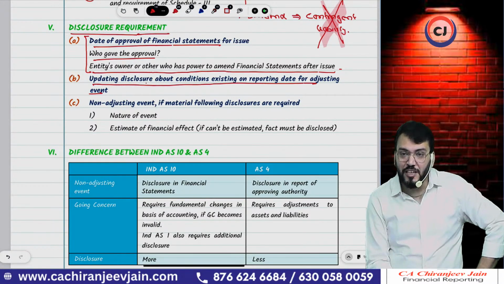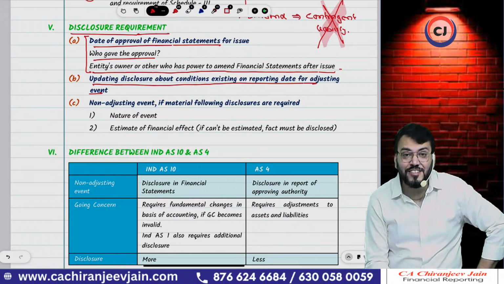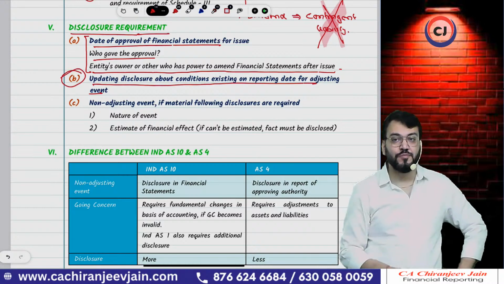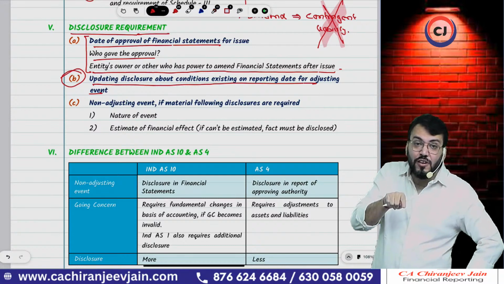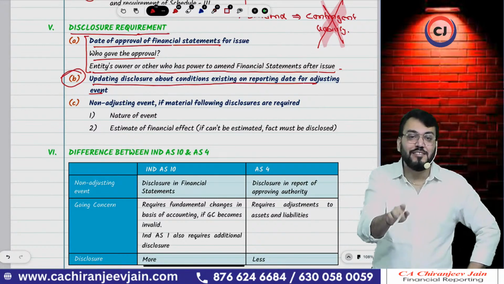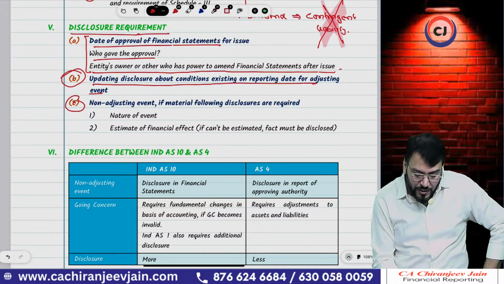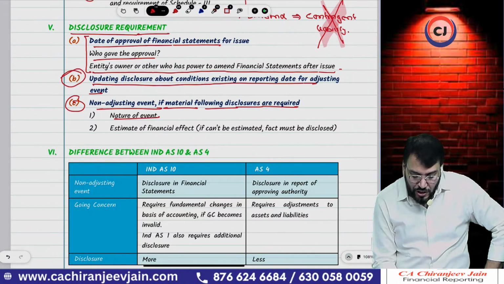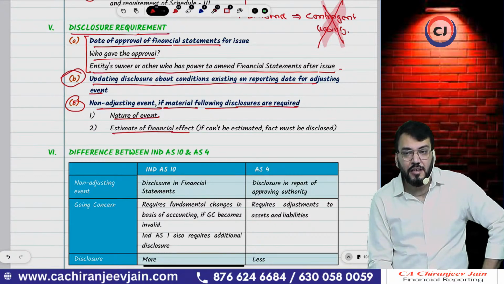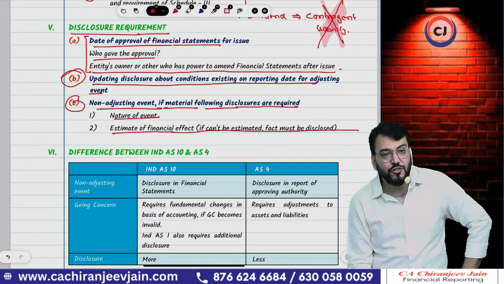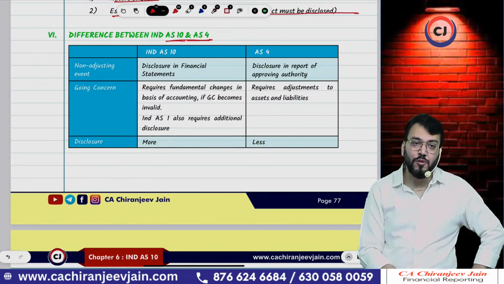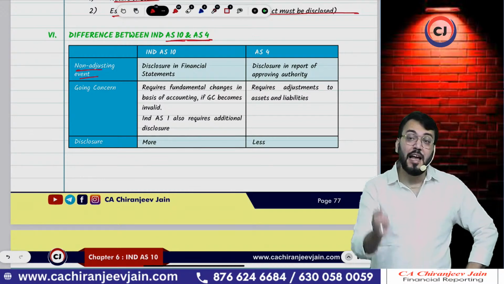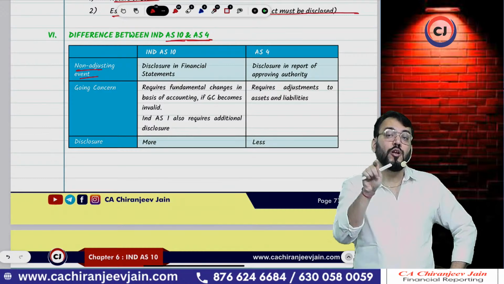Understood? Updating disclosure about condition existing on reporting date for adjusting event. Now I think that example you have understood. The example I have given. Then for a non-adjusting event, if material, the following disclosures are required: nature of the event and estimate of financial effect. If the amount cannot be estimated, the fact should be disclosed. What is the difference between AS 10, Ind AS 10 and AS 4? First difference, non-adjusting event: as per AS 4, disclosure was required in the report of the approving authority.